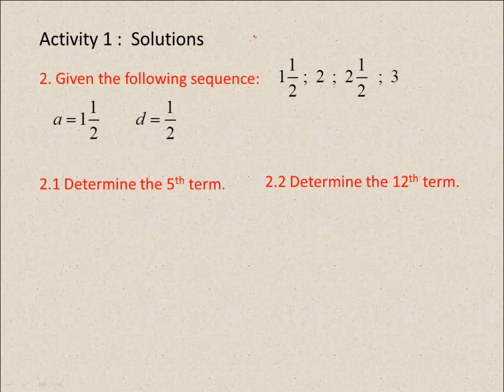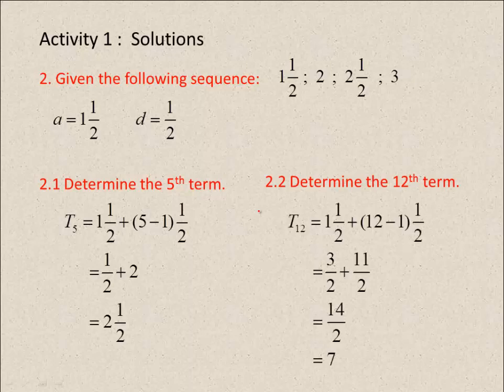Be very, very careful of this question, guys. If you look at the first term, it's 1.5, 2, 2.5, 3. The first term is 1.5, fine. The common difference is a half because it's 2 minus 1.5, or 2.5 minus 2. Very good. The fifth term is 2.5. The 12th term is 7.